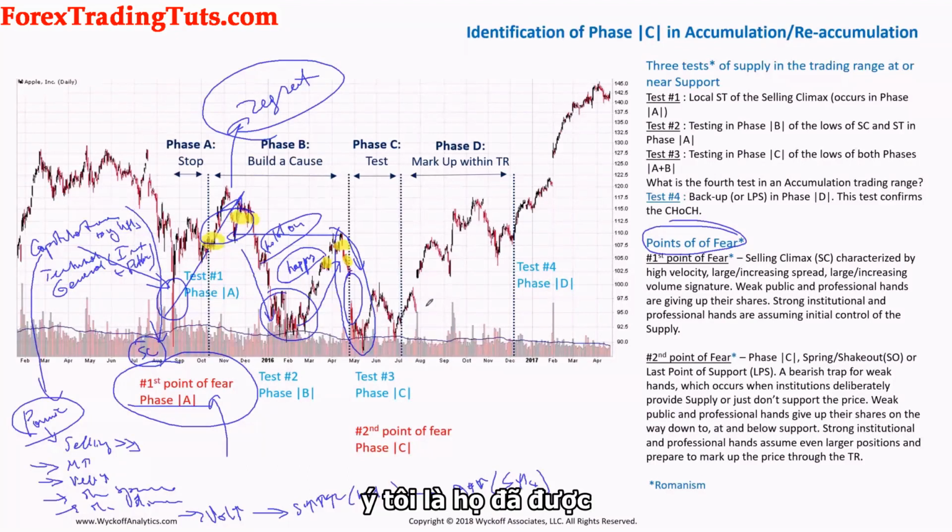I mean, they've been through these emotional ups and downs, up to the phase C point, and they are so exhausted. They are extremely exhausted emotionally. And they're just saying at this point, when the price goes down into phase C low, they're saying, get me out.